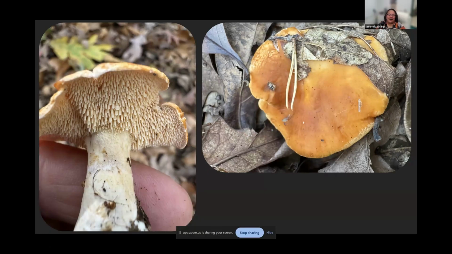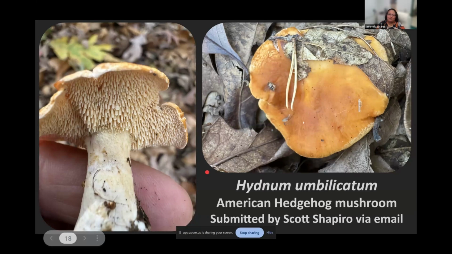This is a Hydnum umbilicatum, not to be confused with Hydnum repandum, which is a European species. So this is the species that's common in the eastern United States. A beautiful find, and I read that it is an edible species, although I have not had the fortune to eat it myself. Thank you so much for the submission, Scott.